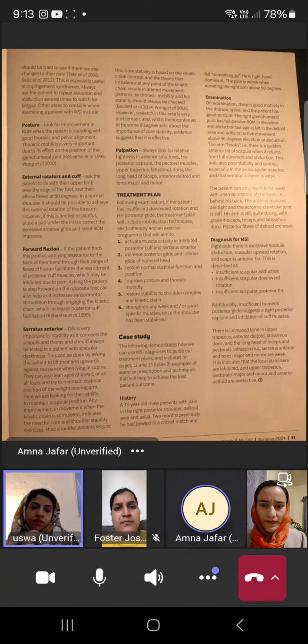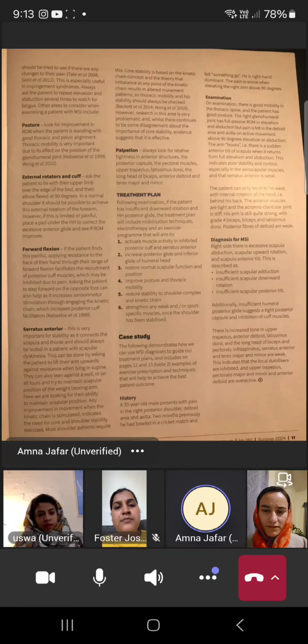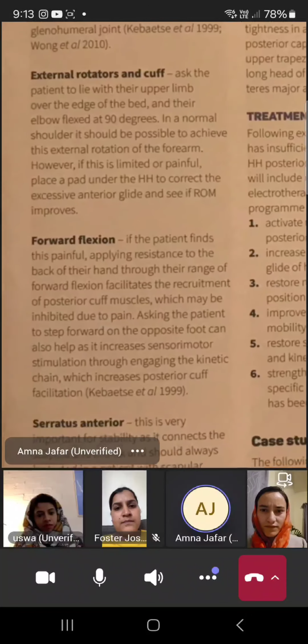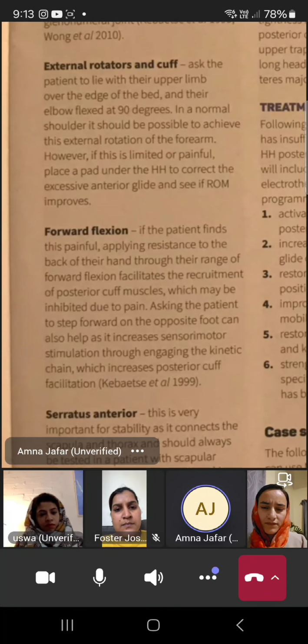Then external rotators and cuff. Ask the patient to lie with the upper limb over the edge of the bed and their elbow flexed at 90 degrees. I hope all you guys know how to attain this position. In a normal shoulder, it should be possible to achieve this external rotation for the forearm. However, if this is limited or painful, place a pad under the humeral head to correct the excessive anterior glide and see if range of motion improves. I'll be telling you guys about this position while I'm discussing the exercises, and I'll show you the picture.